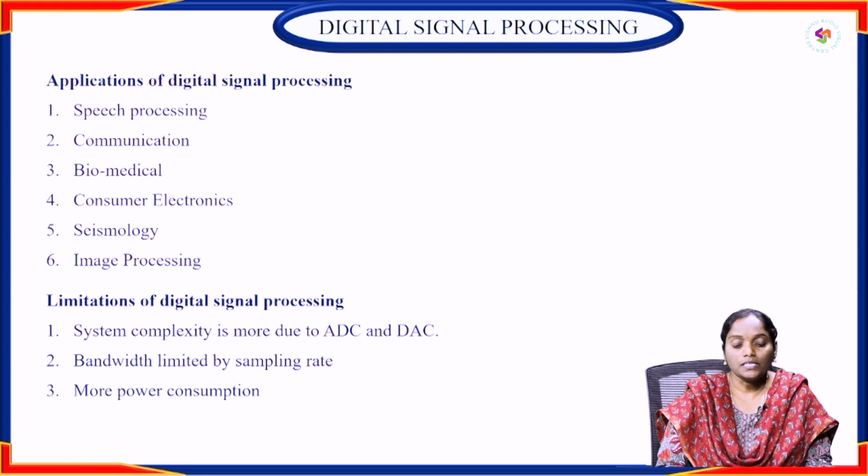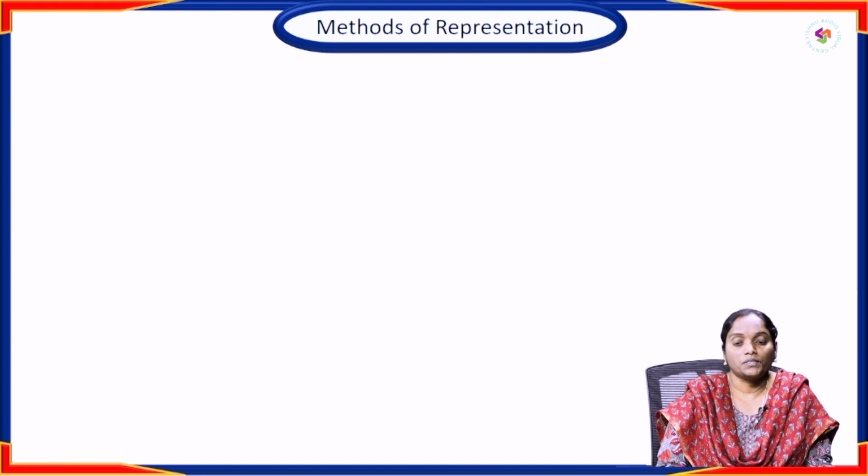And the second limitation is that bandwidth is limited by the sampling rate. You are converting the analog signal into a digital signal by performing sampling. Here the sampling rate is fixed, so the bandwidth is also fixed. This is also one of the limitations of digital signal processing. And the third point is that more power consumption is required. So, this is about the digital signal processing basic block diagram, advantages, applications and limitations.